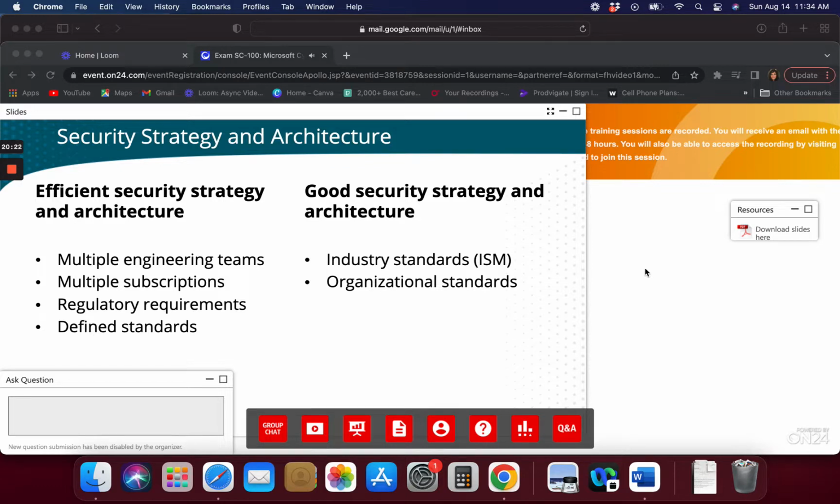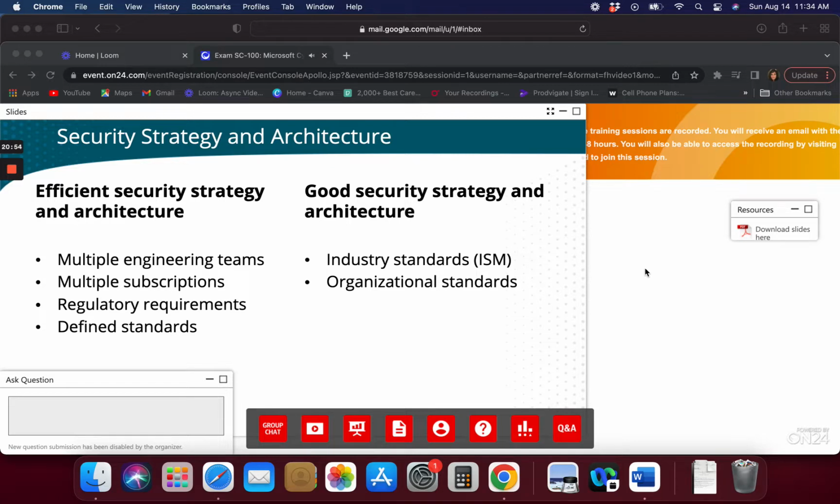An architecture is defined as a specific design to address the information system and fulfill the organization's security requirements. Having an efficient security strategy and architecture is most beneficial when you have multiple engineering teams working on the same cloud platform, for example, in Azure. You have multiple subscriptions to manage, for example, or you have regulatory requirements that you must enforce. For example, defined standards that must be followed for all cloud resources.